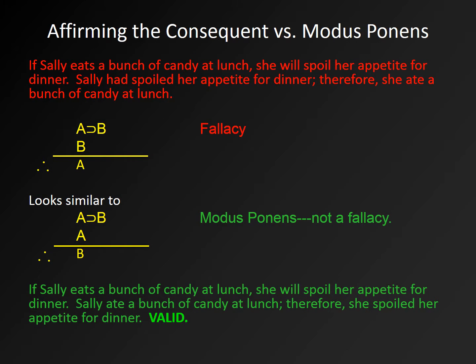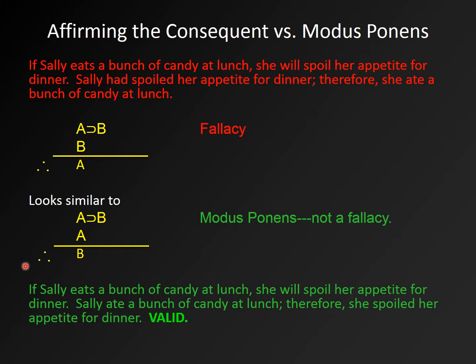Okay. So affirming the consequent is sometimes tricky because it looks like modus ponens. But remember, here is modus ponens. If A then B, then the antecedent is true, so the consequent is true. If A then B, A, therefore B. But this one, the fallacy says, if A then B, B, therefore A. It gets it exactly backwards.